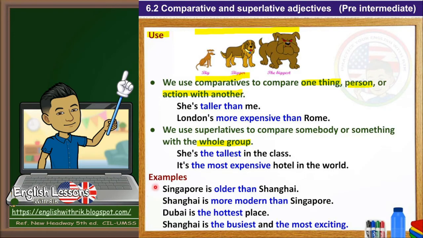Here are some more examples. Singapore is older than Shanghai. Shanghai is more modern than Singapore. Dubai is the hottest place. Shanghai is the busiest and the most exciting.